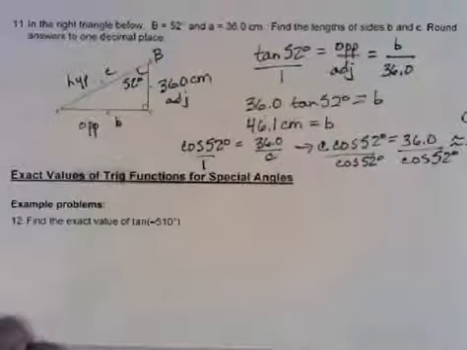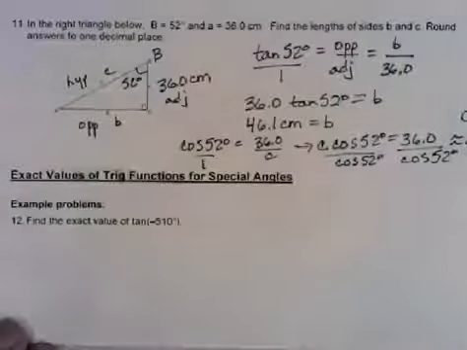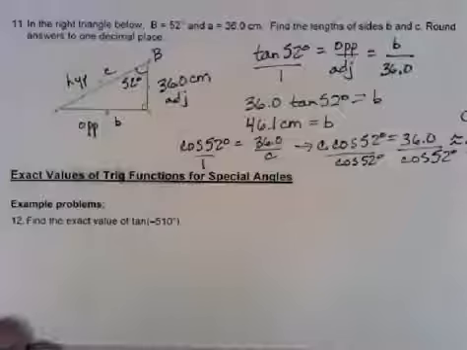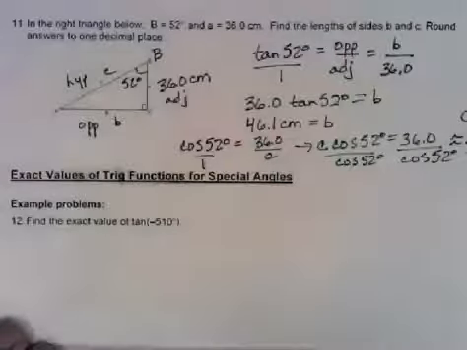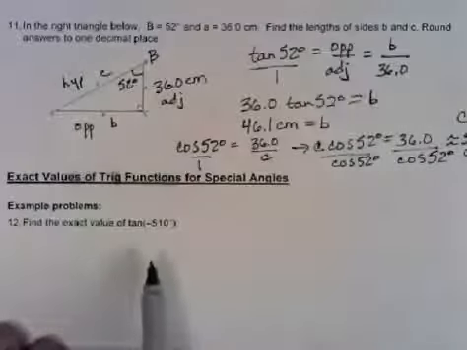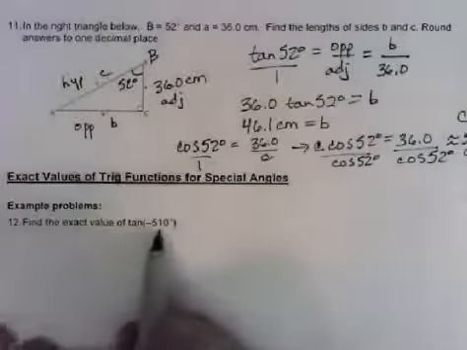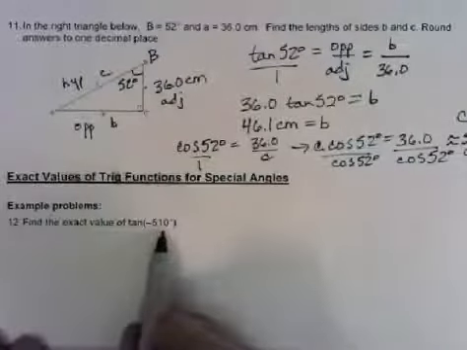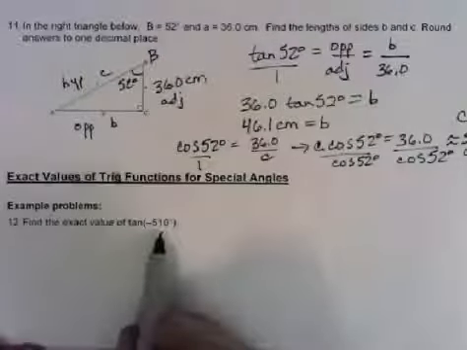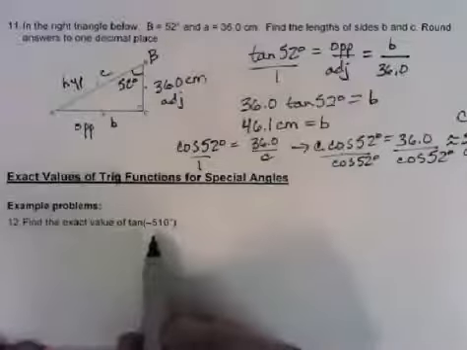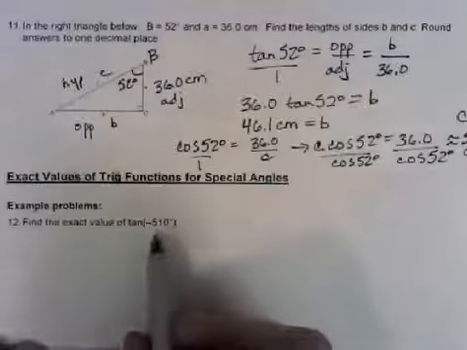Now we also had some problems where we were using exact values of our trig functions, and these were for specific angles. In the first quadrant, it was 0 degrees, 30 degrees, 45 degrees, 60 degrees, and 90 degrees. We also had angles in the other quadrants that were special angles, and we dealt with those by finding the reference angle that was in the first quadrant. For a problem like this, if we're trying to find the exact value for the tangent of negative 510 degrees, this isn't going to be something that you can get the exact value from your calculator.